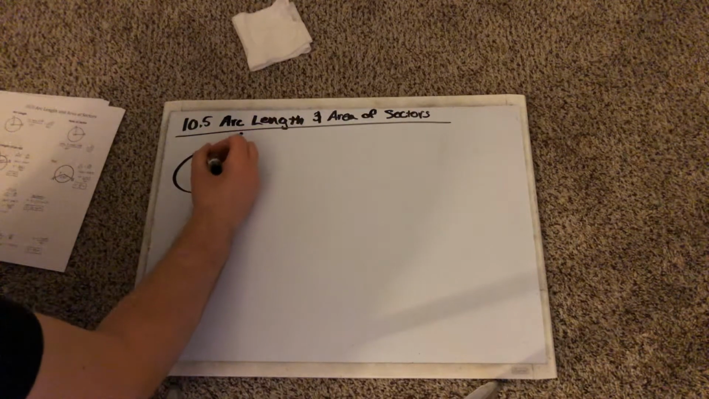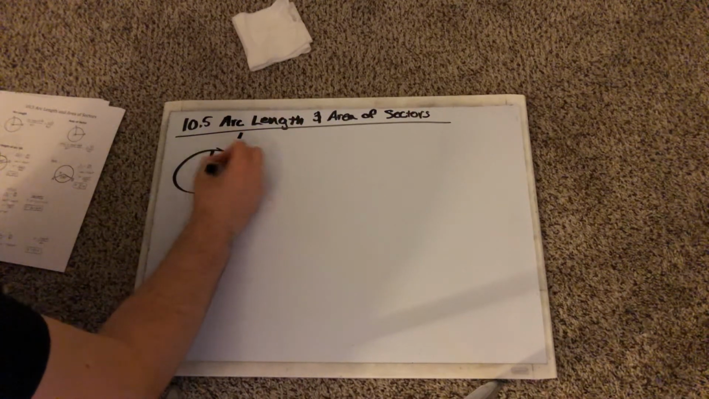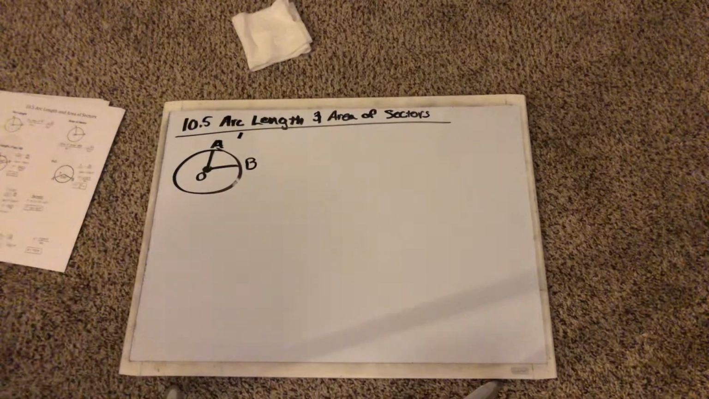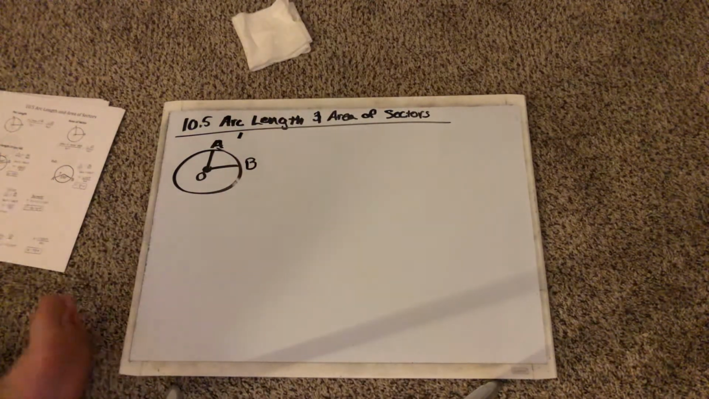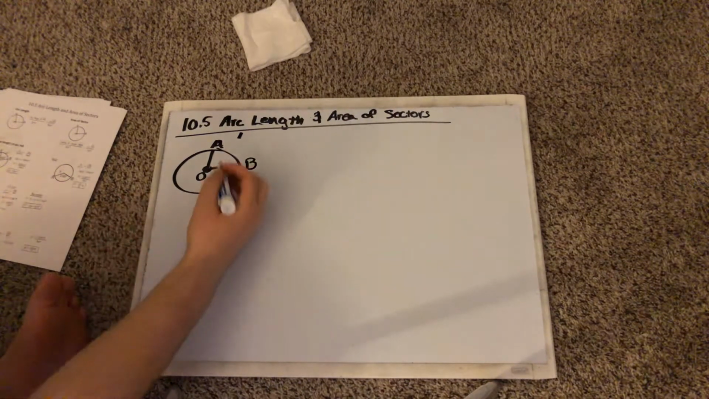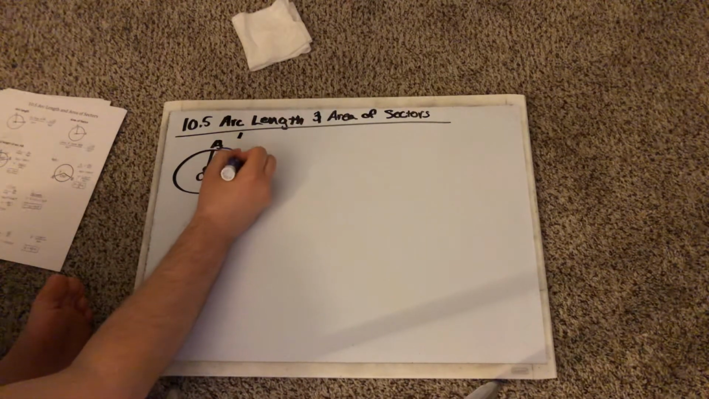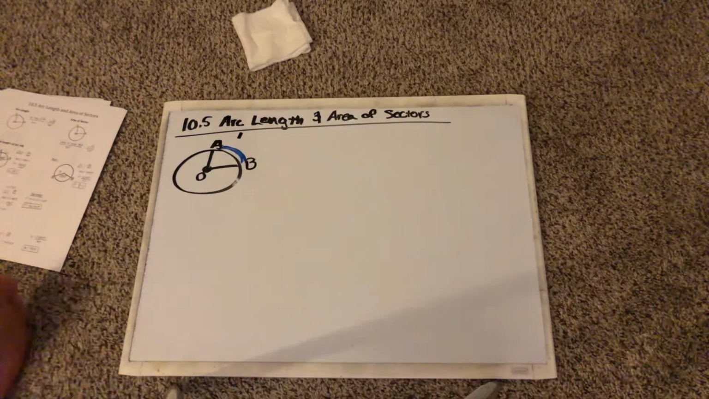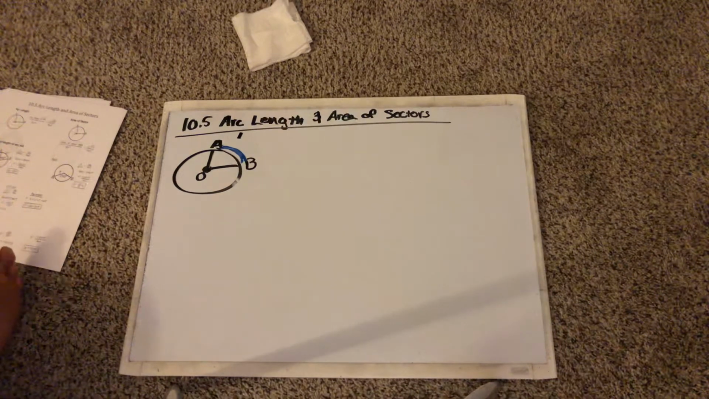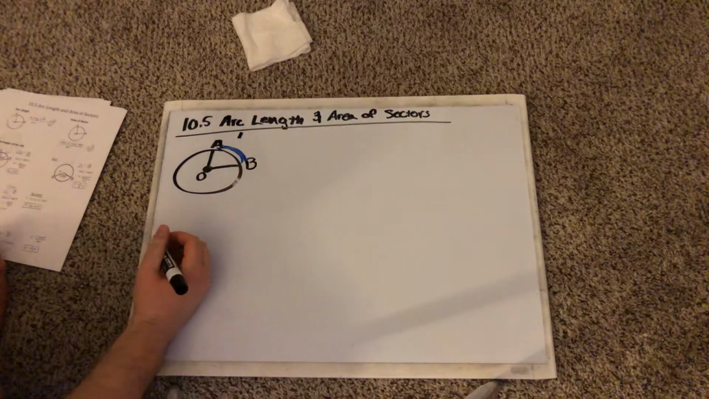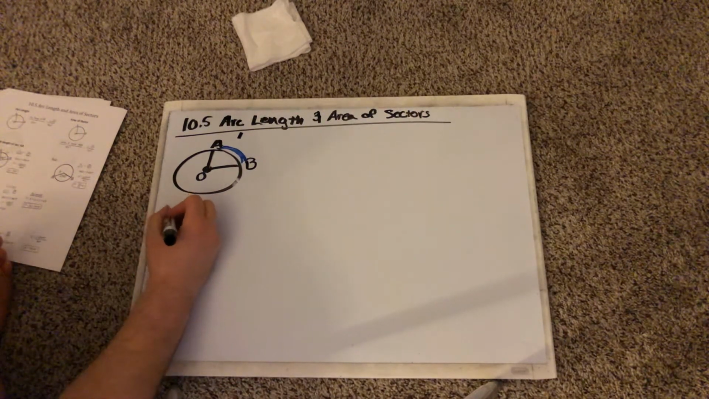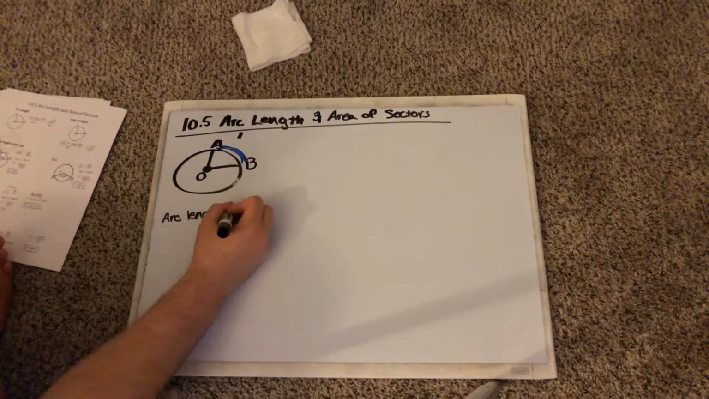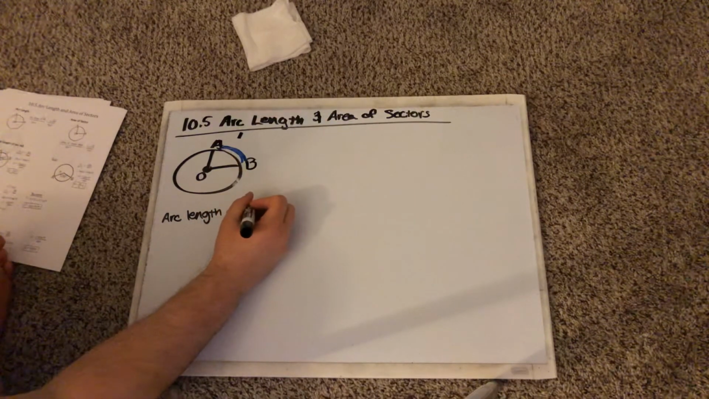I have a cool circle, and I'm going to say this is A, this is O, and this is B. So arc length is referring to the measure or part of the circumference of this arc right here, A to B. In order to find that, because it's kind of like circumference, it's a fraction out of circumference. So we're going to say the arc length of arc AB.